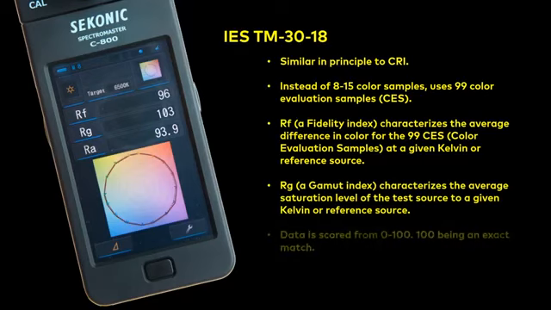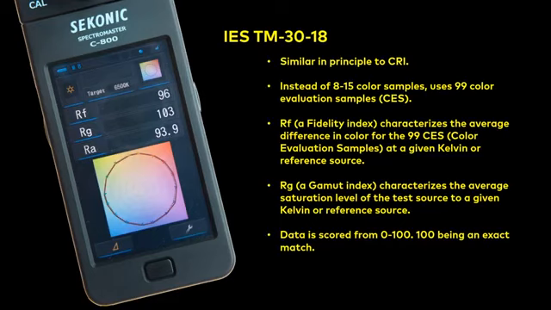IES TM-30-18. Now here's an improvement on the 8 to 15 colors in CRI. It uses 99 colors. So that's an awful lot of colors to go through. And it gives you a number of indexes. I'll only talk about two of them. The Fidelity Index characterizes the average difference in color for the 99 CIE swatches that they've referenced to a given Kelvin or a reference.